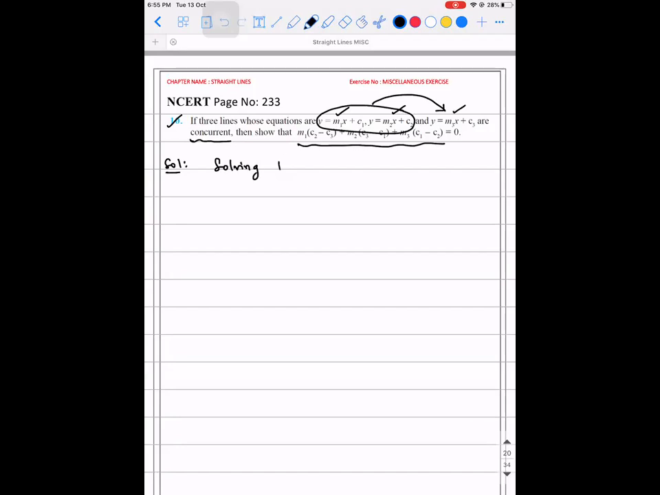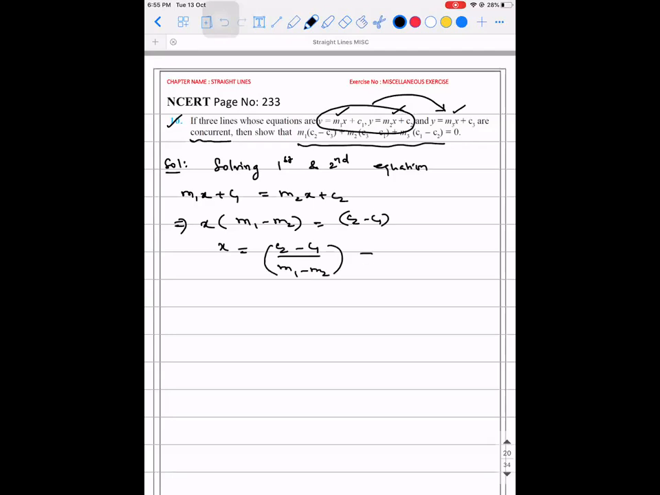Solving first and second equation. m1x plus c1 is equal to m2x plus c2, which implies x into m1 minus m2 is equal to c2 minus c1. So x will be how much? c2 minus c1 divided by m1 minus m2. Let this be equation number 1.